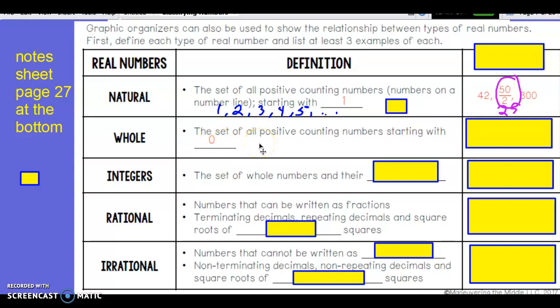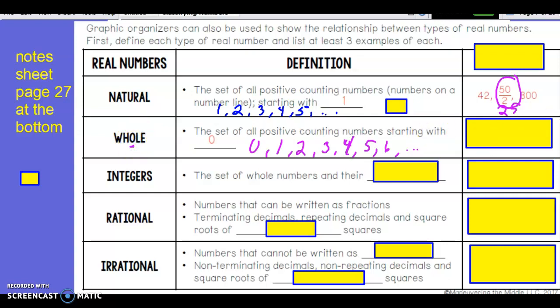So when you were little and your teacher started teaching you things that were a little bit harder, they threw in the number 0 in that idea. So whole numbers are the counting numbers plus 0. So it's 0, 1, 2, 3, 4, 5, 6, and so on. The way I like to remember that the whole numbers are the natural numbers plus 0, think you have whole O, you have a 0 right in there, right there.